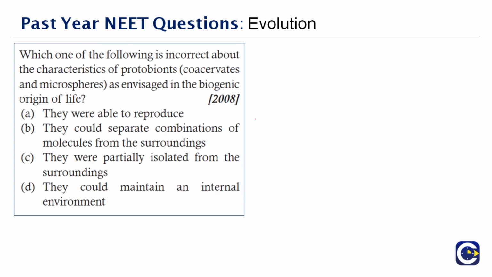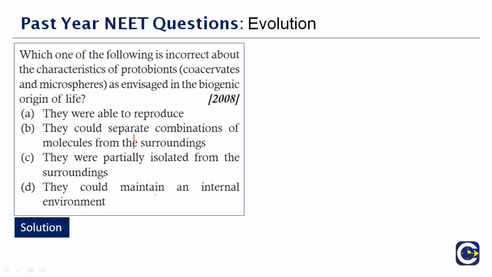Next question here. Which one of the following is incorrect about the characteristics of protobionts as envisaged in the biogenic origin of life? So the question is quite big, so just take time to read. So what do you think will be the answer here? You're given 4 options here. They're talking about coacervates. What is it? A coacervate is an aggregate of macromolecules such as, what all comes under this?